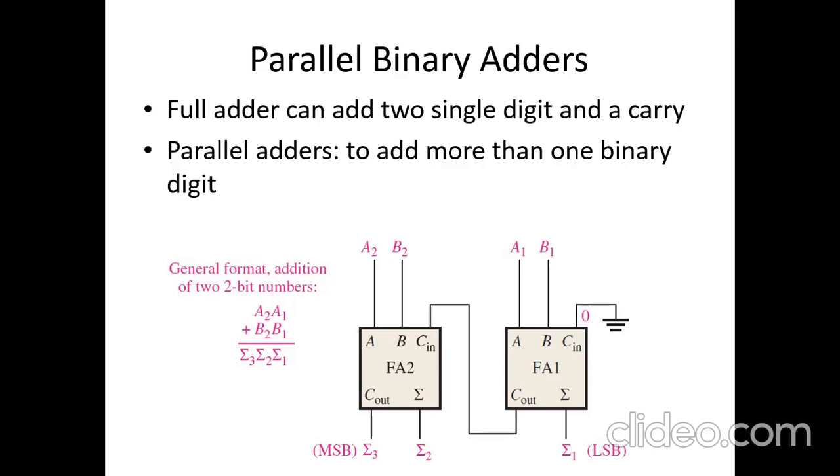Two single digits and a carry. In order to add more bits, we can combine two full adders. For example, here we want to add two bits, A1, B1, and A2, B2 together. We see that we require two full adders, and the C in of the second full adder is connected to the C out of the first full adder. Here is the least significant bit, and here is the most significant bit.